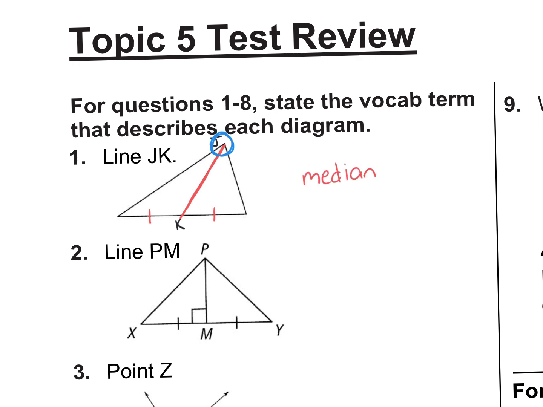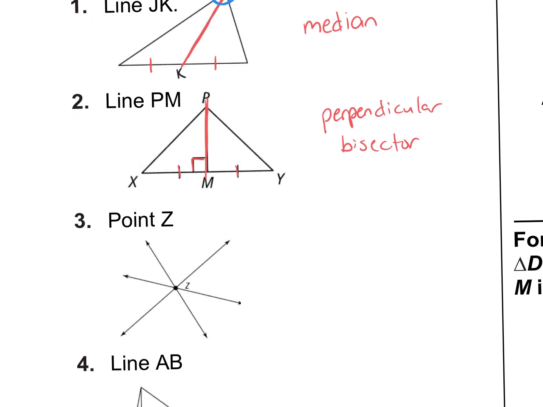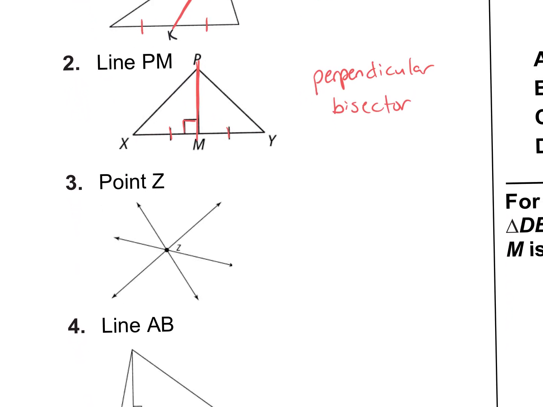Number 2, line PM. What is happening? Splitting the line in half. Splitting the side in half and making an angle, creating a right angle. So if it's creating a right angle and splitting a side in half, what's that called? Perpendicular bisector. Good.